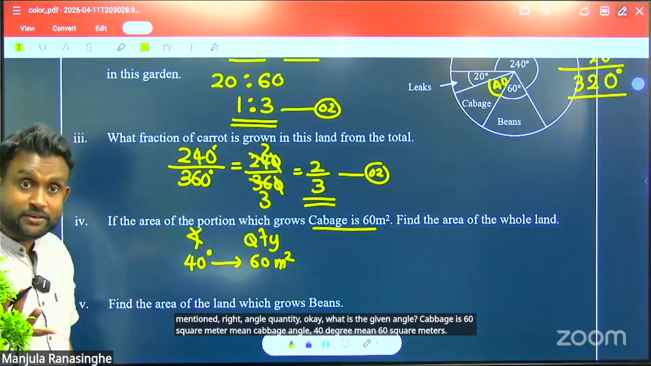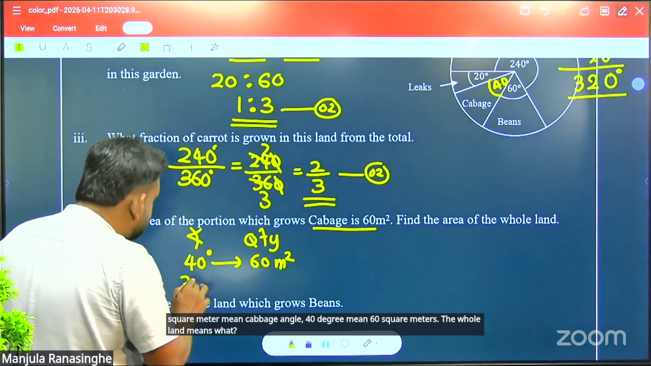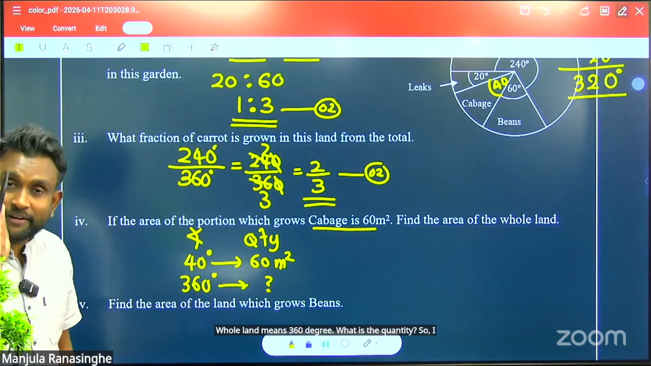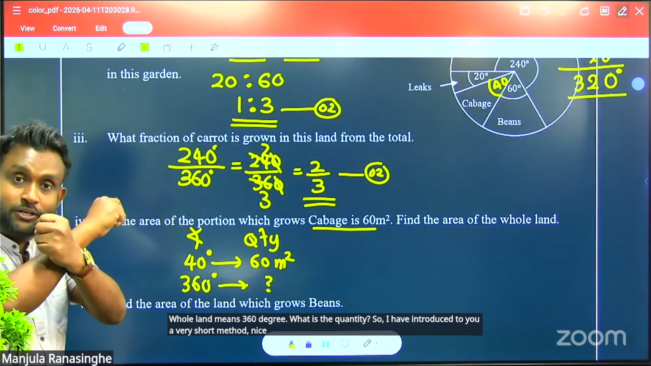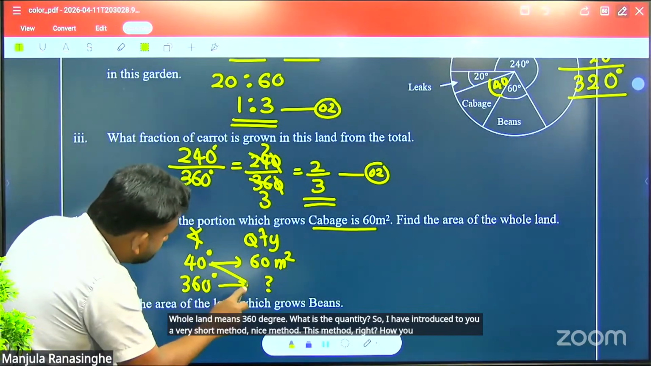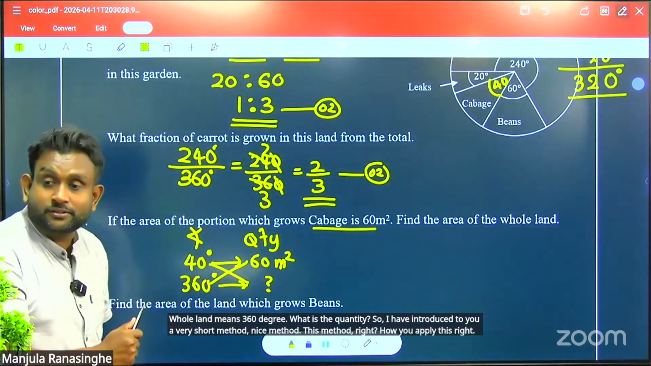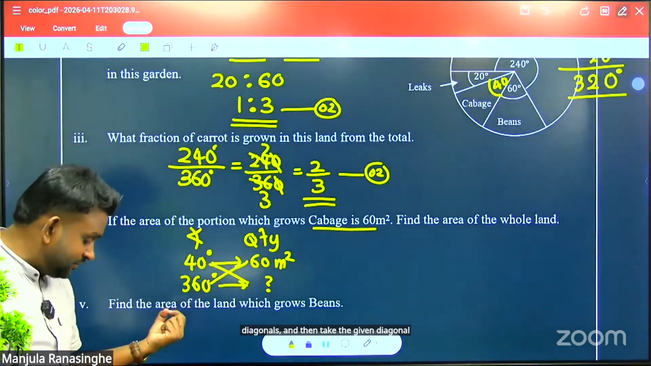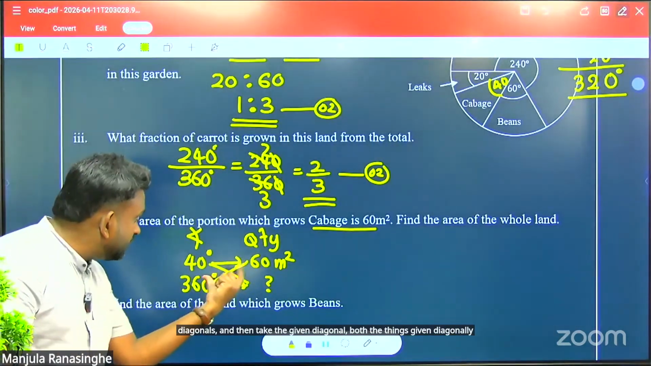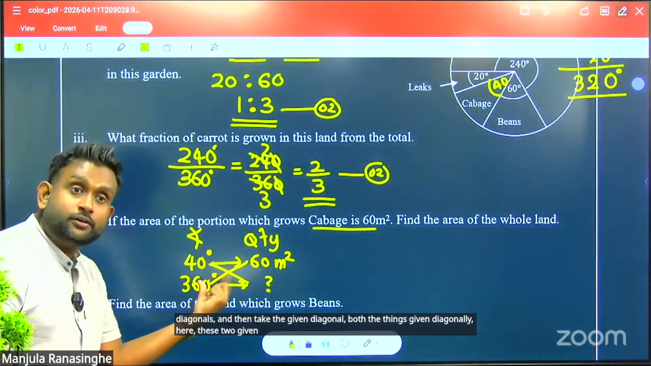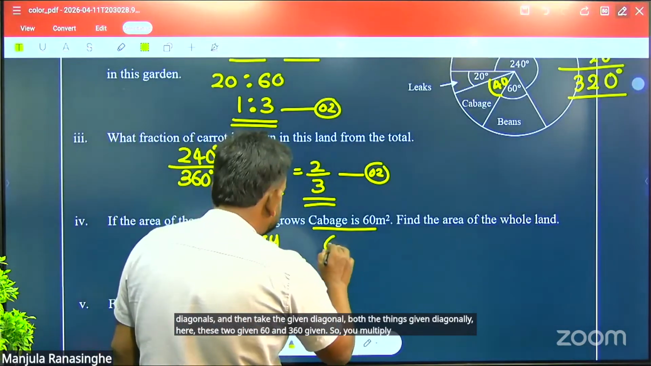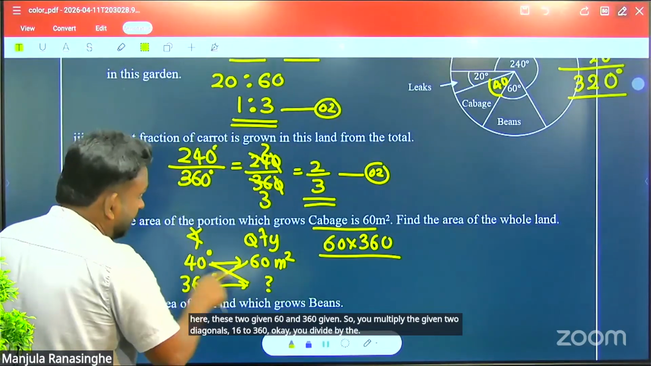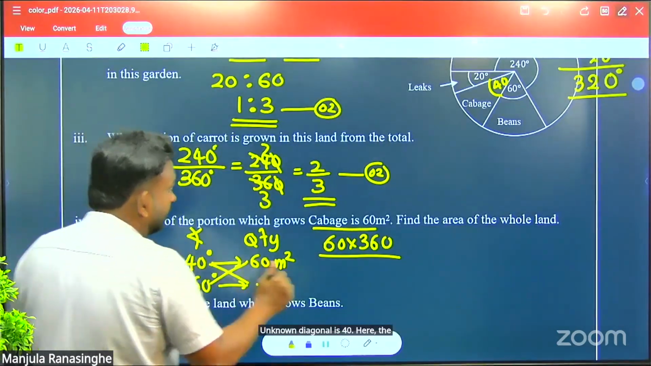The whole land means what? The whole land means 360 degrees. What is the quantity? I have introduced you to a very short, nice method, the diagonal method. You take the given values: 60 and 360 are given. So you multiply the given two, 60 into 360, and divide by the unknown diagonal, which is 40.